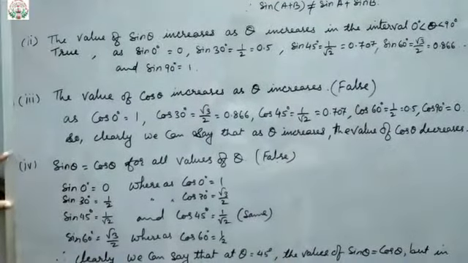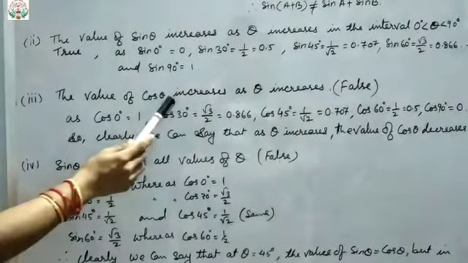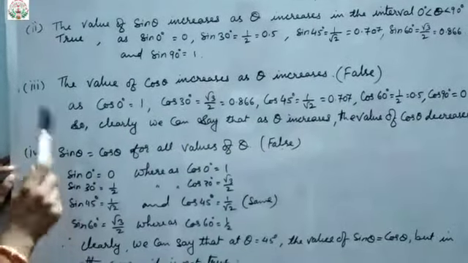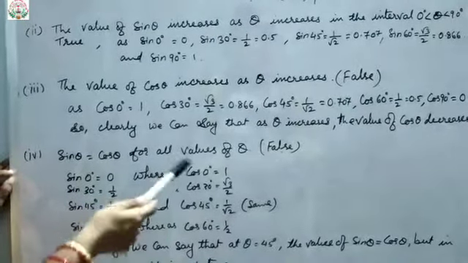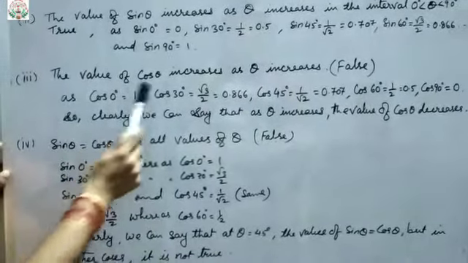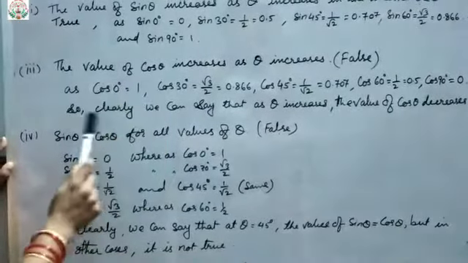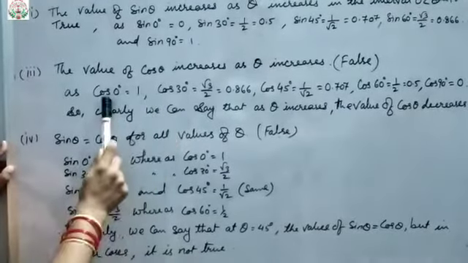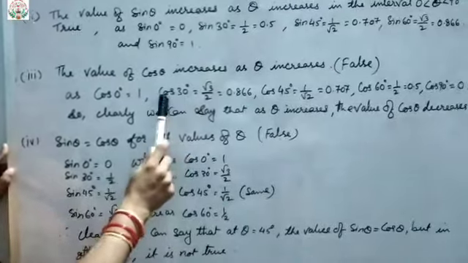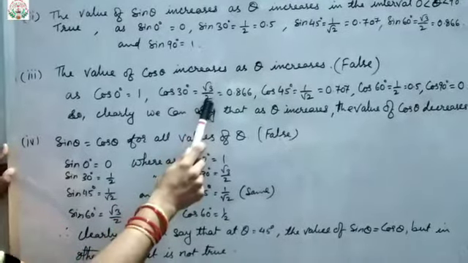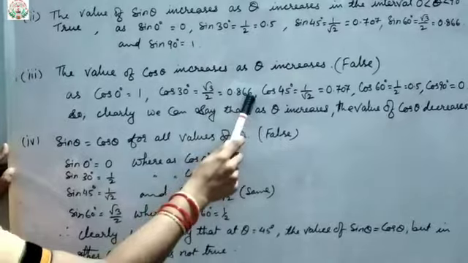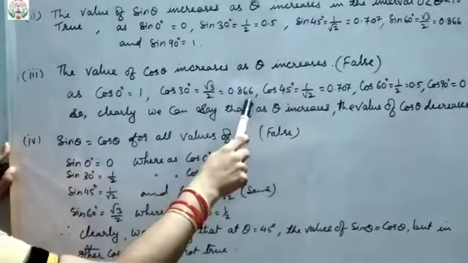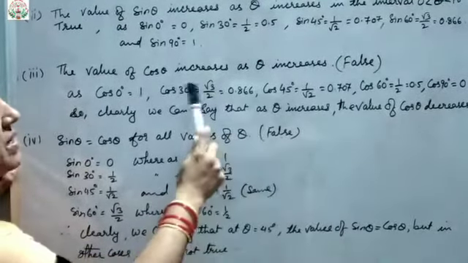Okay. Now third question is, the value of cos theta increases as theta increases. Now here also put the value of theta between 0 to 90 and check whether it is increasing or decreasing. Now this statement is false. Why is it false? We will see. Cos 0 is 1. Cos 30, when we are putting, see here the theta is increasing, 0 to 30 now. Cos 30, so value will be root 3 upon 2, which is equal to 0.866. Where you can see here 1 to 0.866 means it is decreasing. Value is decreasing, but theta is increasing.